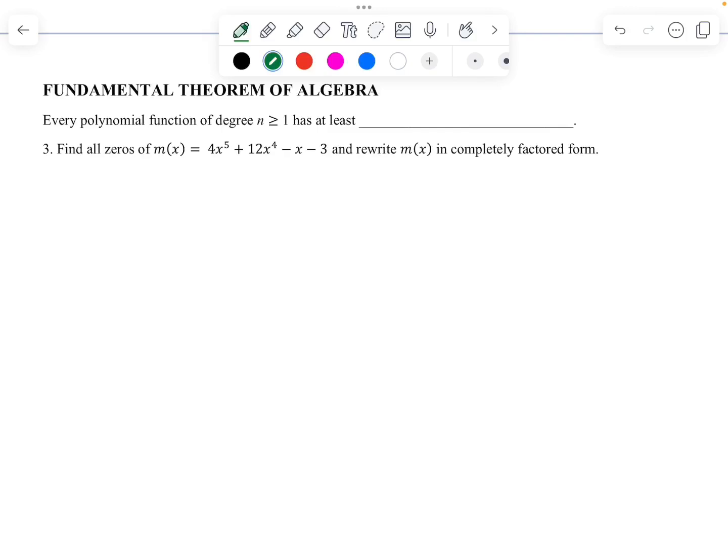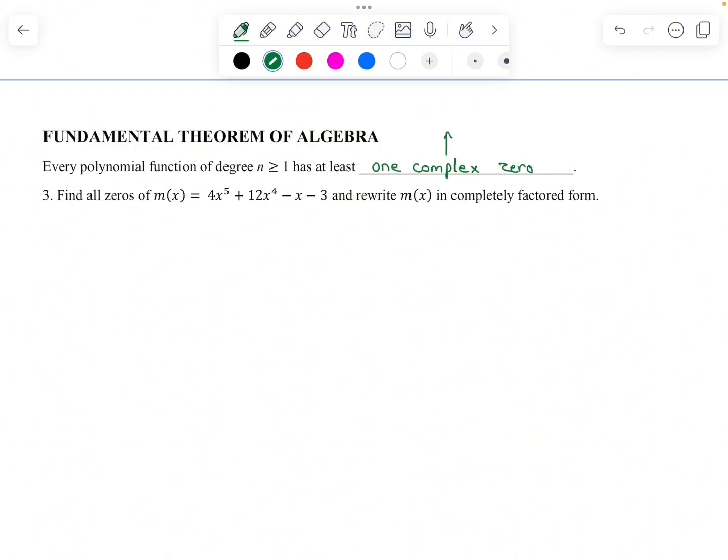is greater than or equal to 1 has at least one complex zero. And by complex, I mean a complex number. Complex numbers are of the form a plus bi or a minus bi, where a and b are real numbers, and i is equal to the square root of -1.